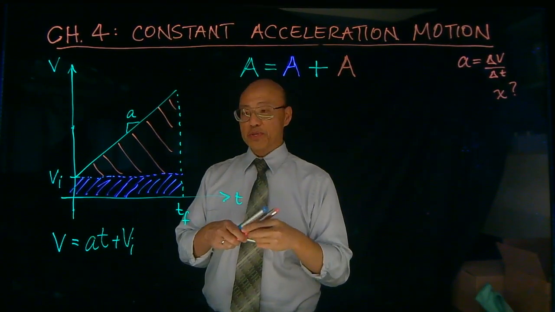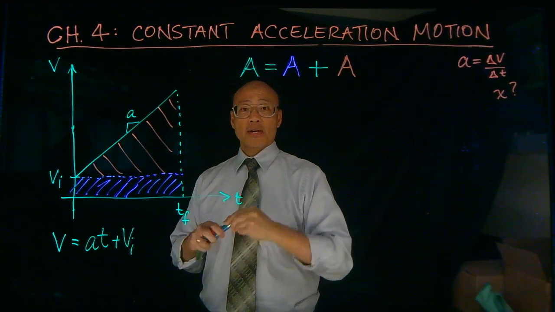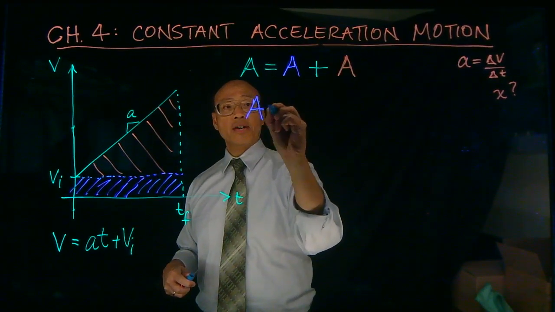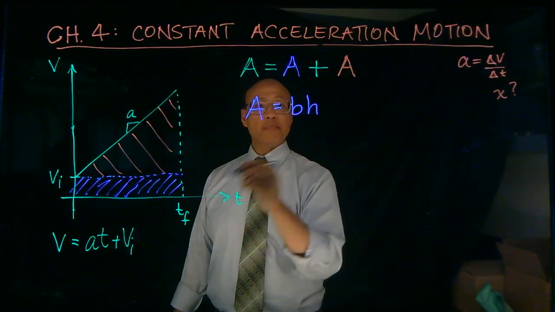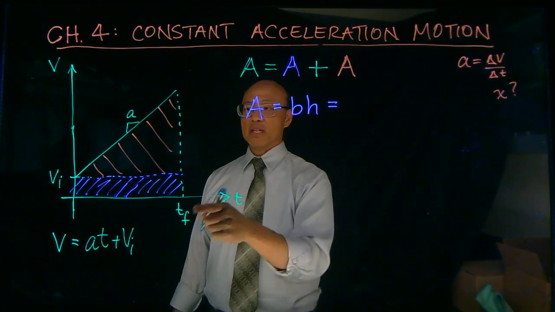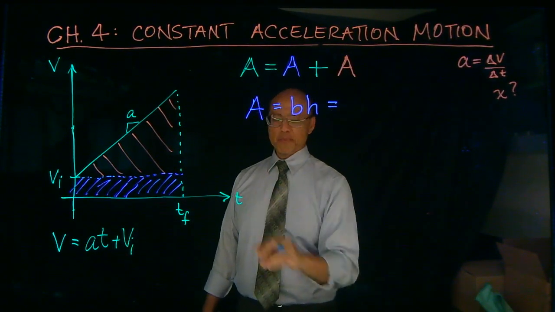So we got to figure out both those areas. The blue one's easy. That area is just base times height since it's a rectangle. What's my base? My base is t_f. Now, let's keep it more general.